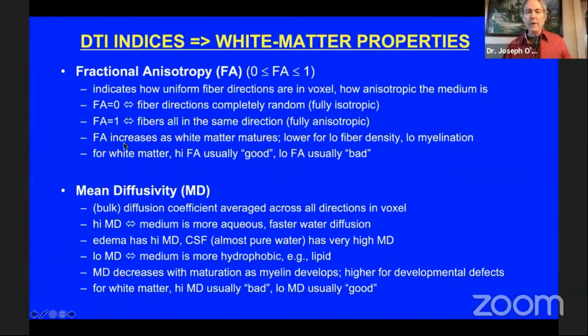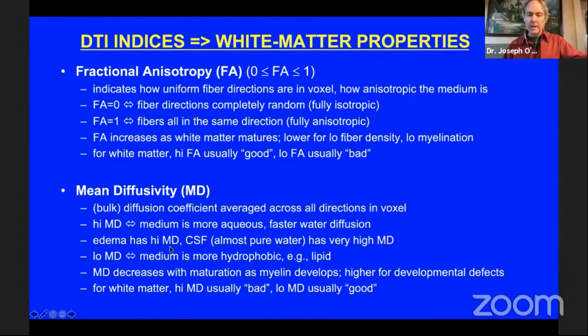Now, FA tends to increase as white matter matures in children. It's lower for low fiber densities and low myelination of the white matter. So roughly speaking, for white matter, high FA is considered good, low FA usually considered bad. The second DTI index is the mean diffusivity, MD. That's kind of a bulk measure of the diffusion coefficient, the diffusion rate averaged across all the directions in the voxel.